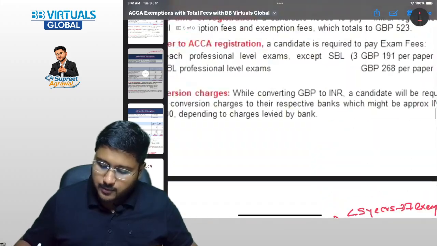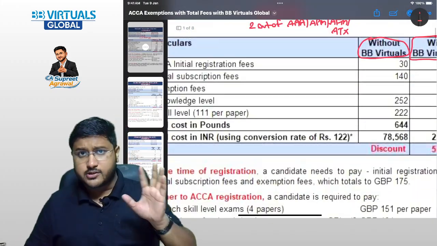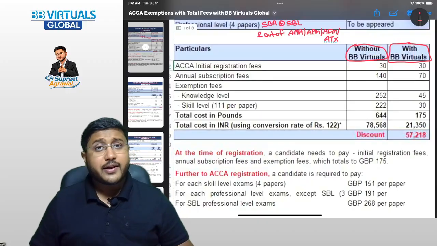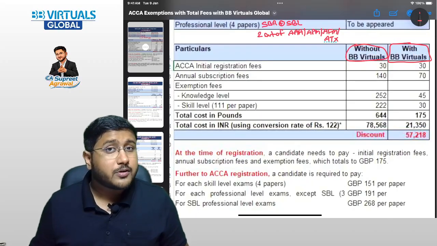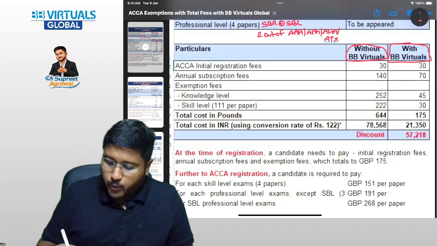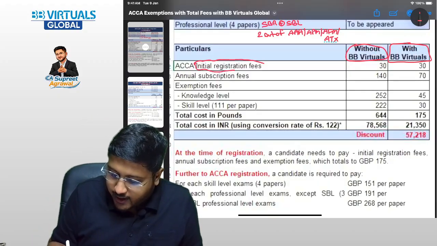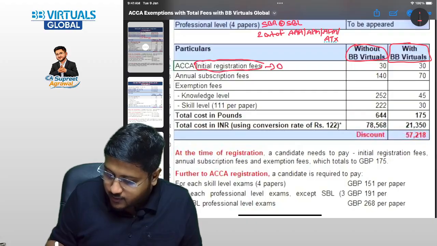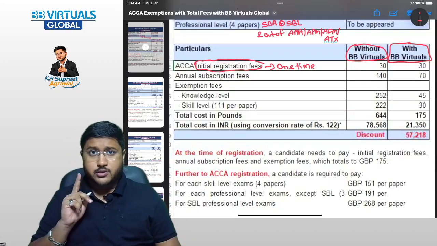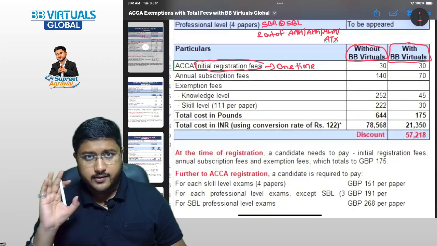Now let's discuss the overall fees and the exemptions. Overall fees and the exemptions that we have already discussed. As you must be aware, there are multiple categories of fees that you need to incur here. Number 1 is the initial registration fees, which is a one-time fee. Then there's one annual subscription fee. As the name suggests, it is paid annually to the ACCA body.